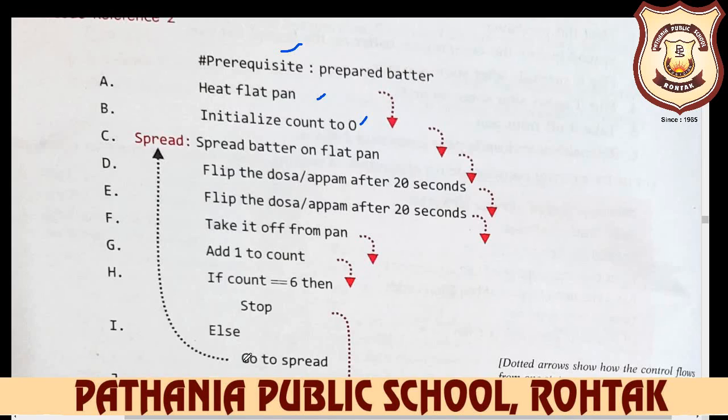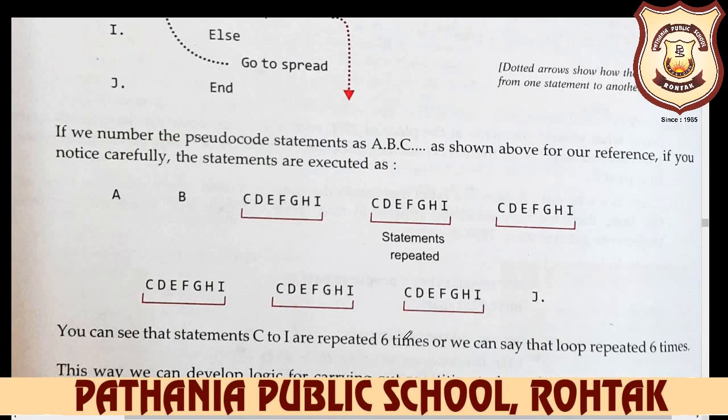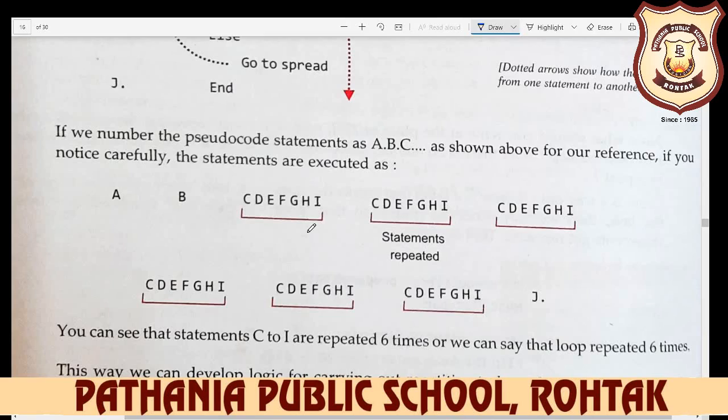Okay, if we number the pseudocode statements as A, B, C as shown above for our reference, if you notice carefully the statements are executed as A, B, C, D, E, F, G, H, I. So you see again C, D, E, F, G, H, I, again C, D, E, F, G, H, I. So statements are repeated. Which statements are repeated? C, D, E, F, G, H, I, and then J. Okay, so you can see the statements C to I are repeated 6 times.